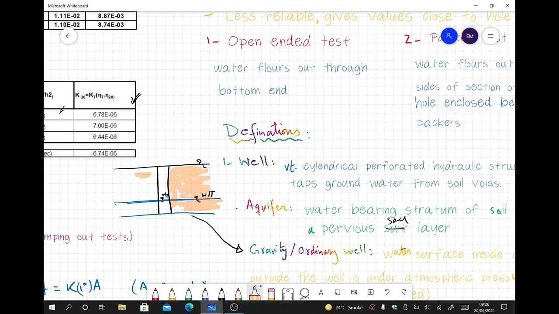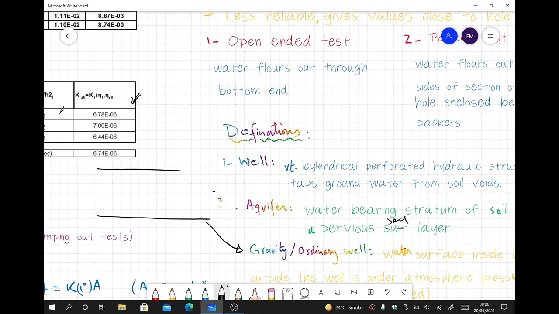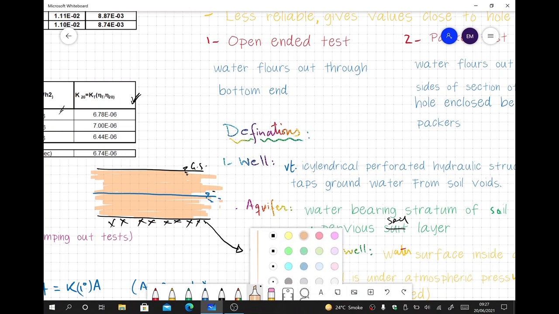Okay, let me redo that from the start. This is the ground surface, and this whole area is sandy soil that is filled with water, that is called an unconfined aquifer. And let's say this is all rock or clay soil, and the water table inside it is here, this is the water table. So that means all the soil below the water table is saturated.